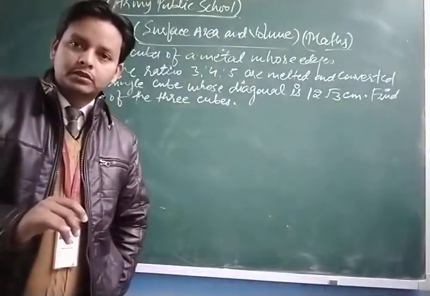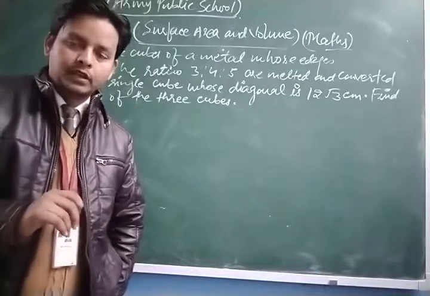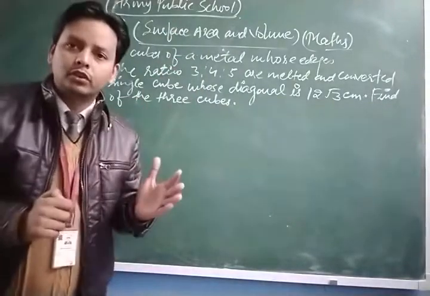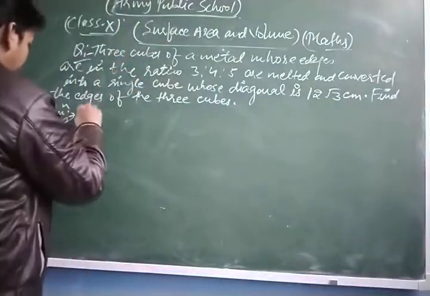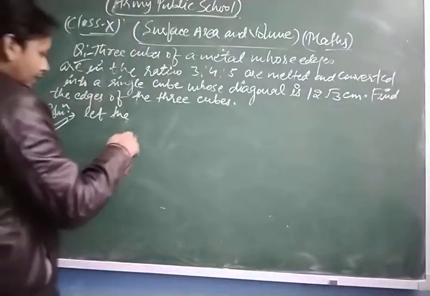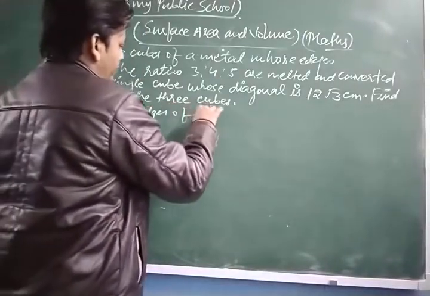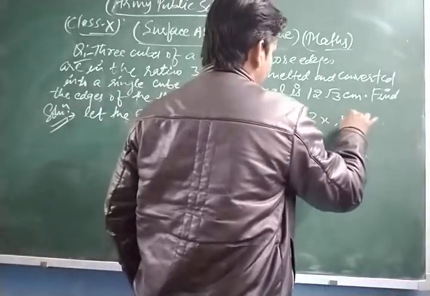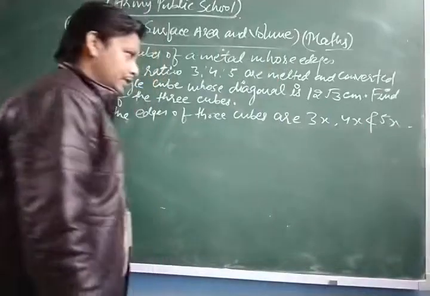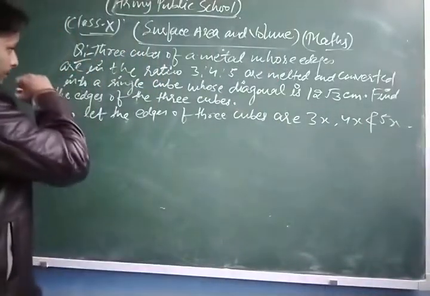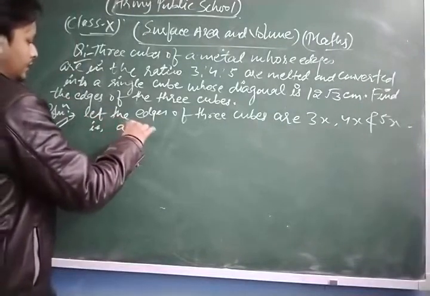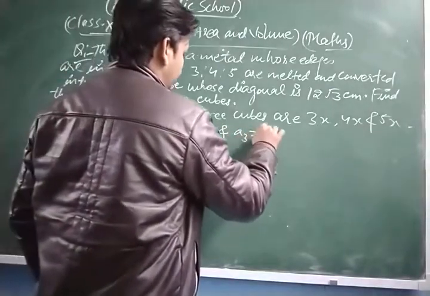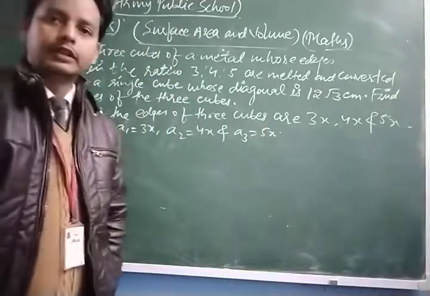Dear friend, this is a very important question based on the conversion of solids. Let's see the process to solve that type of question. Here 3 cubes of a metal whose edges are in the ratio is given. First of all, let the edges of the 3 cubes be 3x, 4x and 5x respectively. That is, a1 is 3x, a2 is 4x and a3 is 5x respectively.